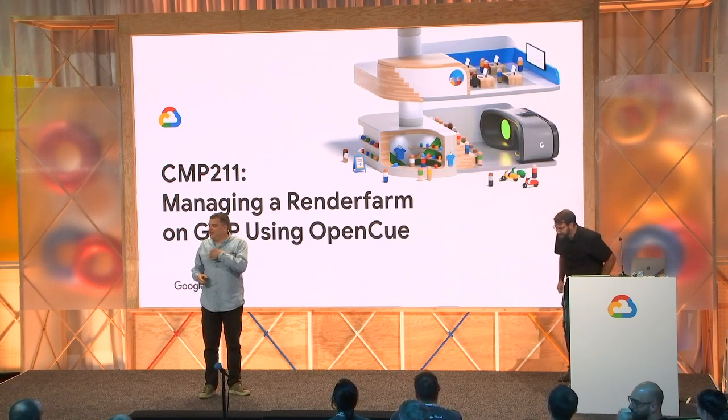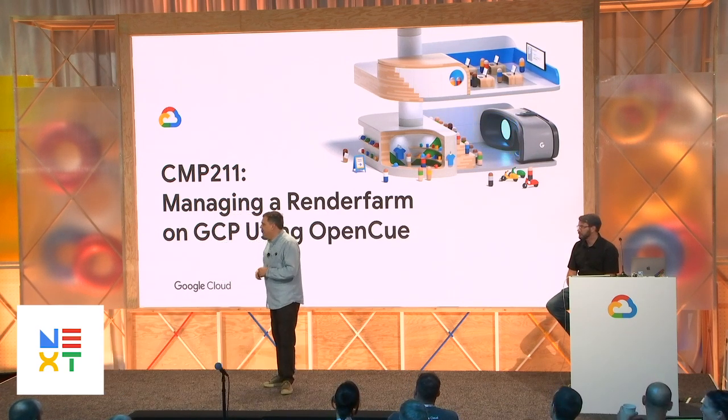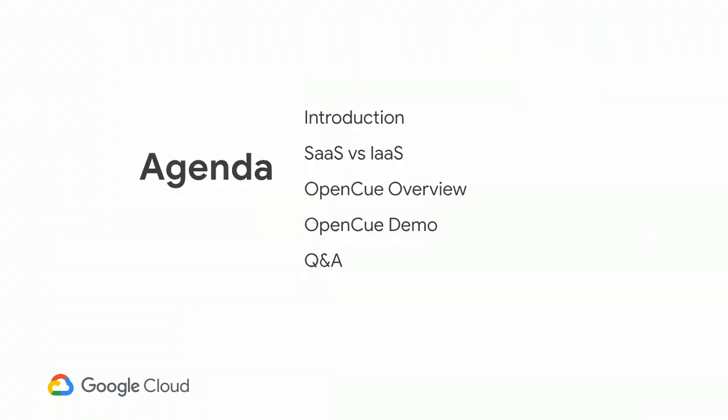Hello, my name is Brennan Doyle. I'm a solution architect at Google Cloud, focusing mostly on the media and entertainment vertical. I have with me here my friend Greg Denton, who's a software engineer on our render team. We're going to talk to you a little bit about OpenCue and rendering.